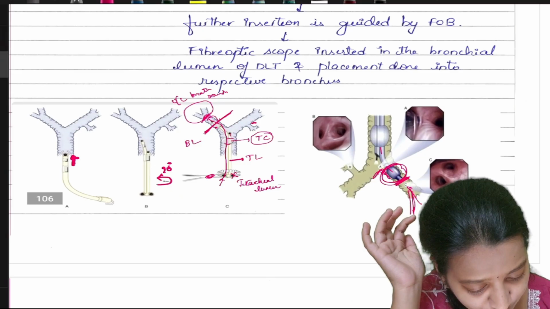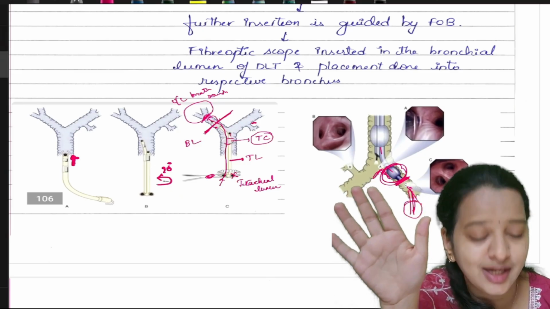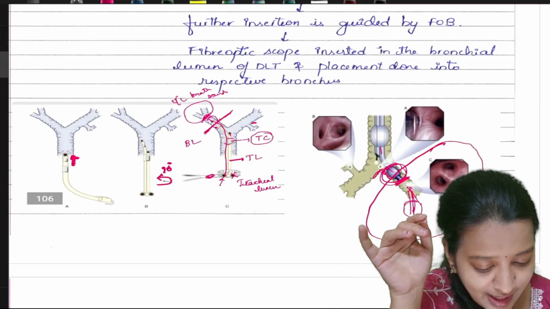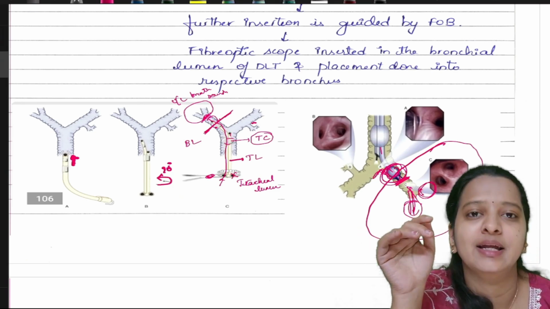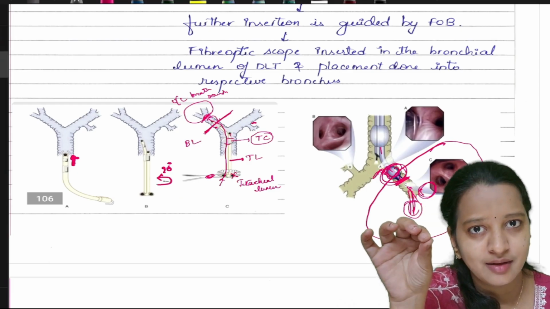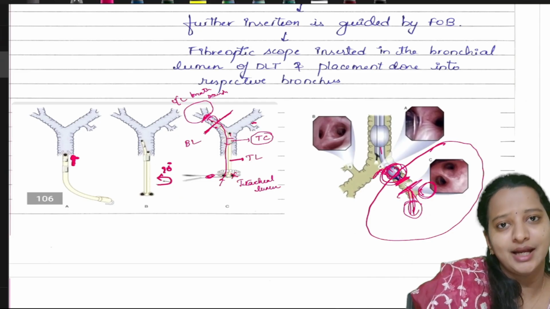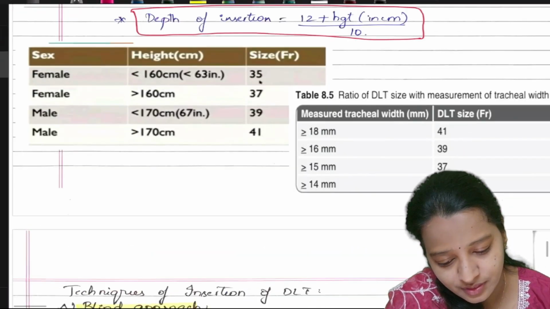I have gone into one of the bronchus. Then again, ventilation would be difficult, right? If I wanted this side of the lung to be ventilated, and if my bronchial cuff has gone here, this part won't be ventilated. So the bronchial cuff should pass the carina, but it should be above the next division. Might it be the right upper lobe bronchus or the left bronchial division? Okay. Next.